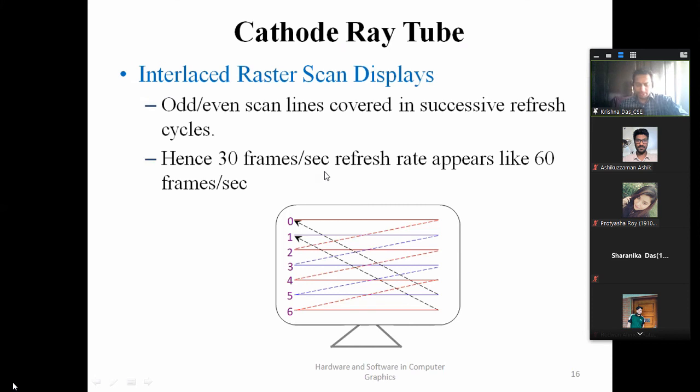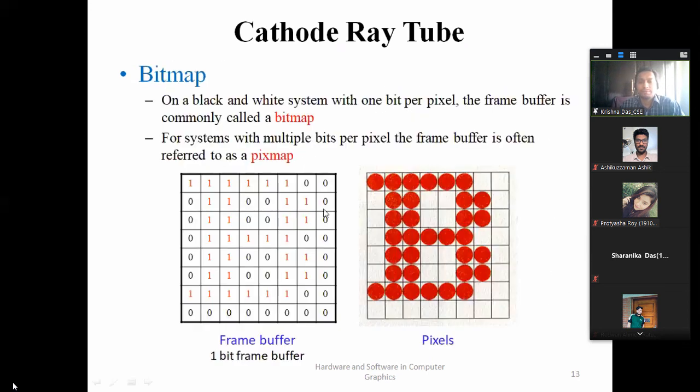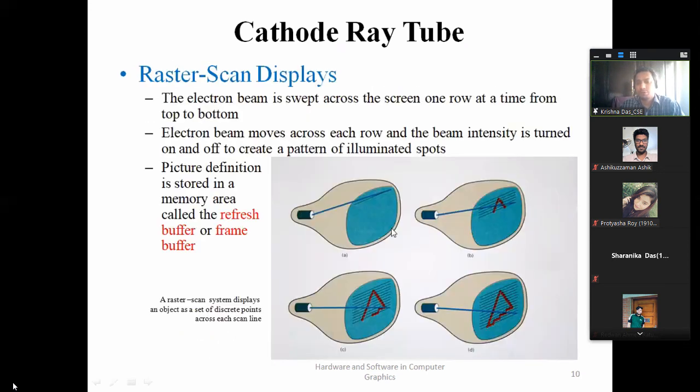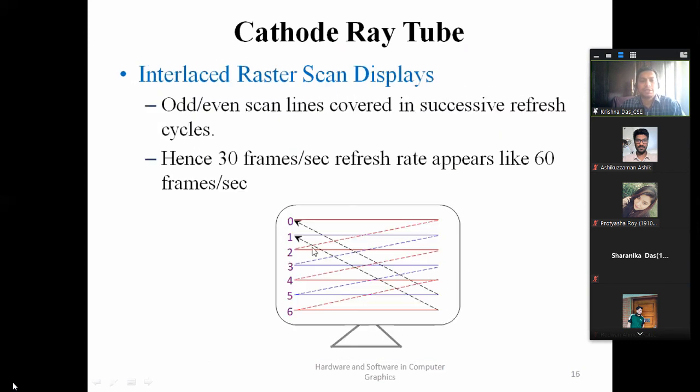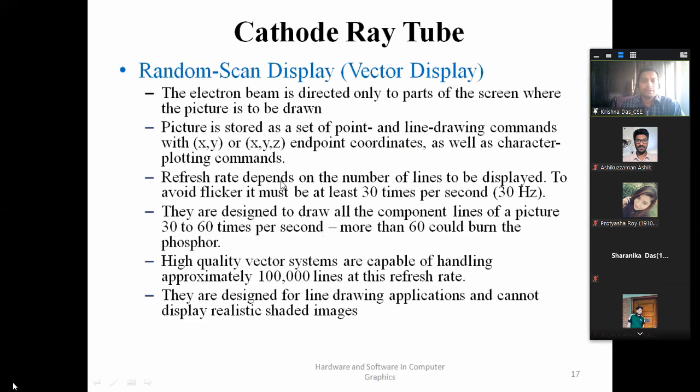Interlaced raster scan displays: odd and even scan lines. We said this is painted from top to bottom, and the painting is done in an odd and even cycle. It starts from 0, then 2, then 4, then 6, like this. Then it goes back to the odd cycle for 1, then 3, then 5, and so on. So 30 frames per second with twice of them looks like 60 frames per second. Okay.